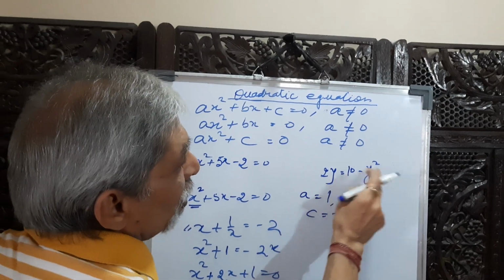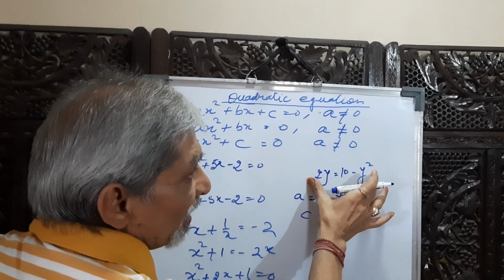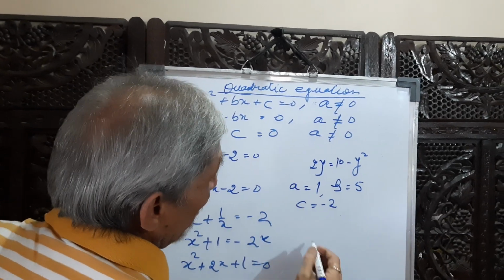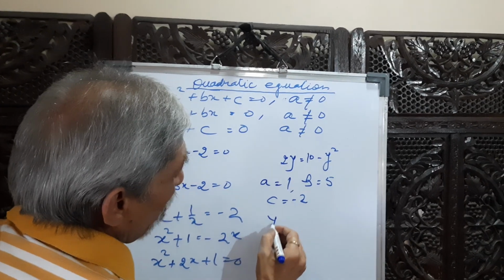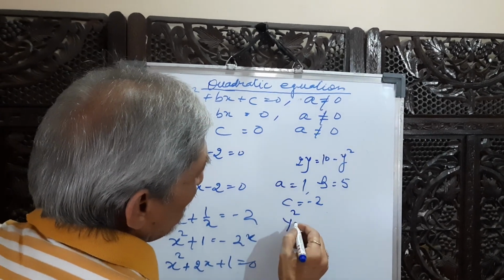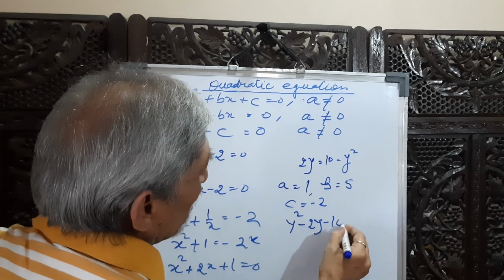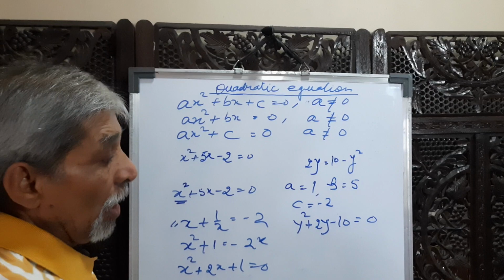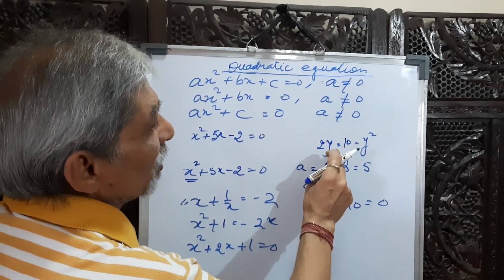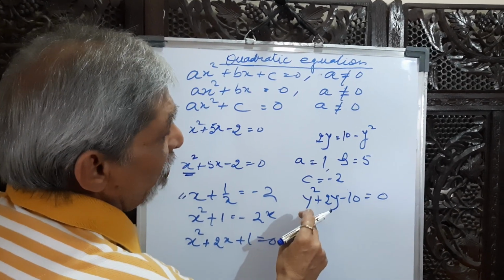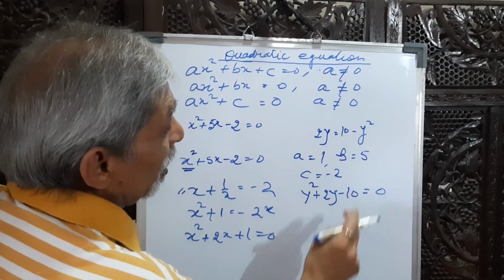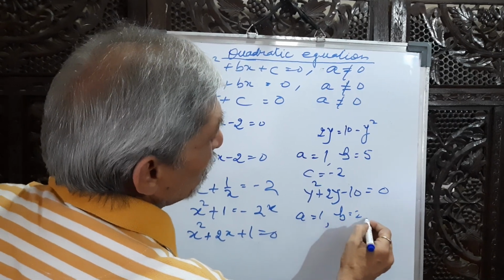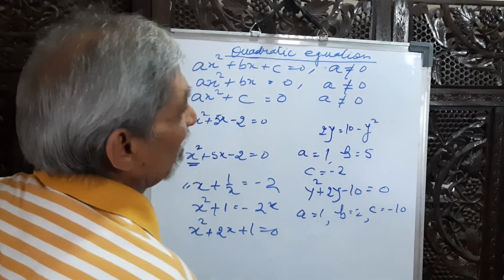Now if they have given that find out the ABC in this case. This is 2y is equal to 10 minus y square. First we'll write it in the standard form. Let these two come to the left hand side. So y square plus 2y minus 10 is equal to 0. Now the standard equation of this one in the form of the quadratic is y square plus 2y minus 10. So here a is equal to 1, b is equal to 2 and c is equal to minus 10.